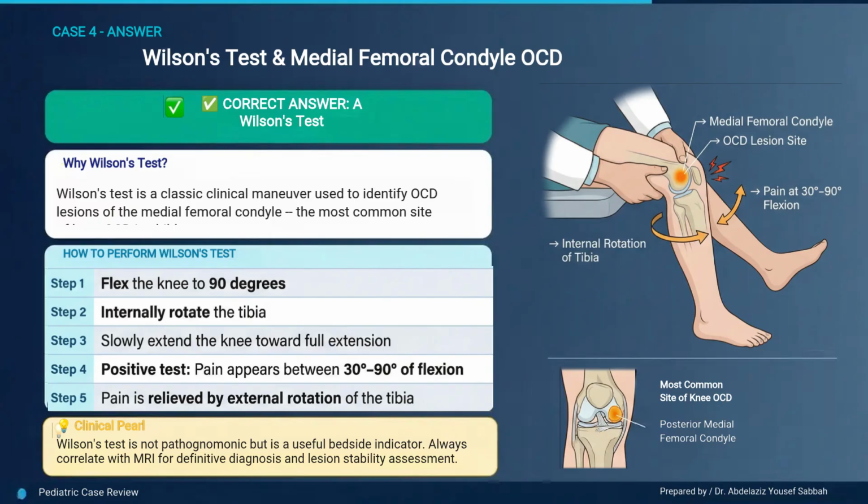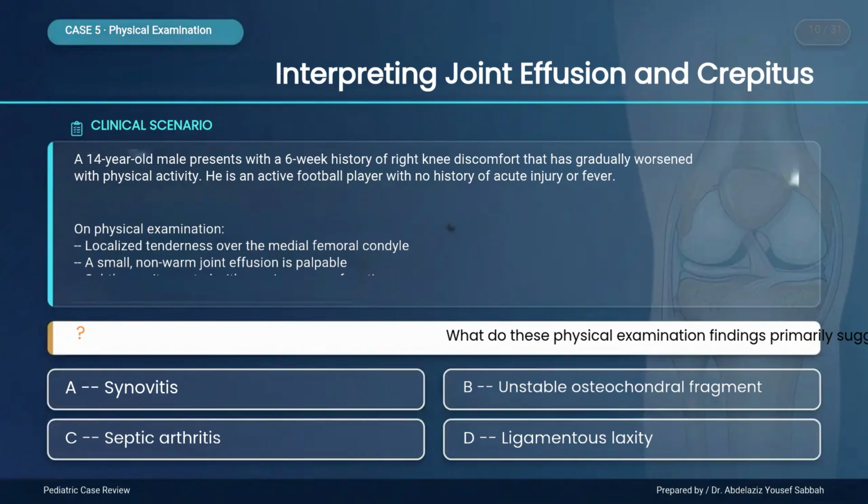Always correlate with magnetic resonance imaging for definitive diagnosis and lesion stability assessment. Case 5. Interpreting joint effusion and crepitus. A 14-year-old male presents with a 6-week history of right knee discomfort that has gradually worsened with physical activity. He is an active football player with no history of acute injury or fever.